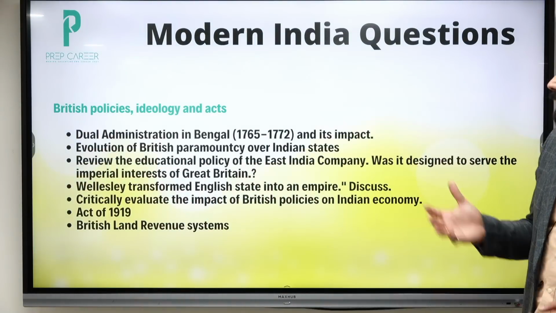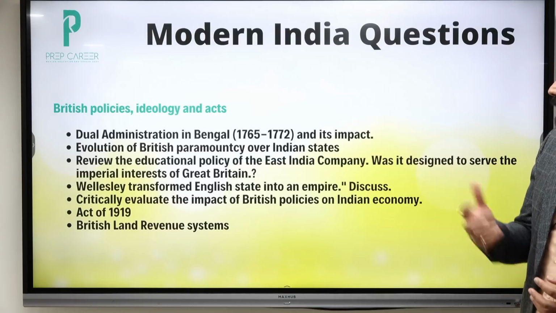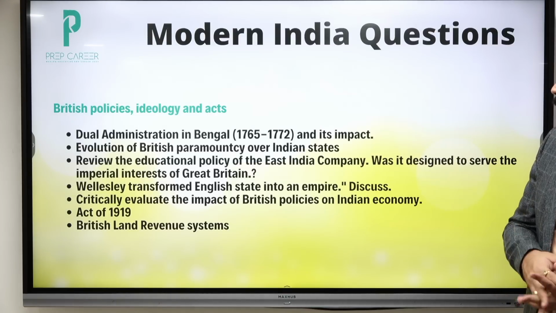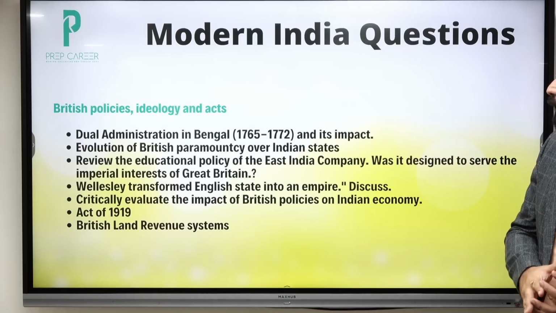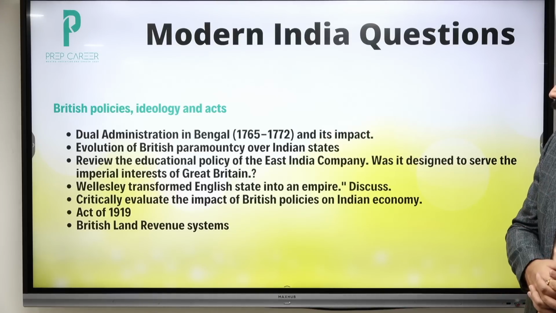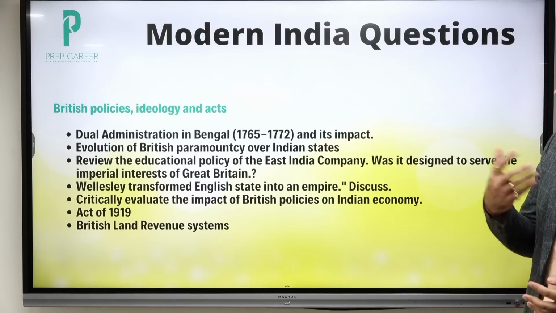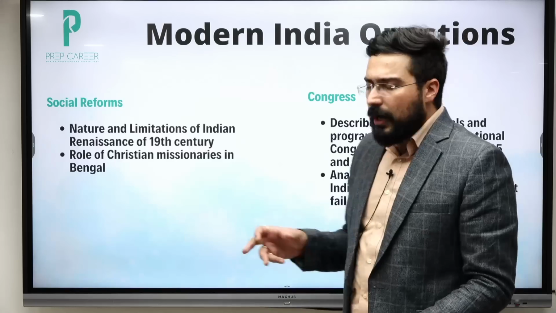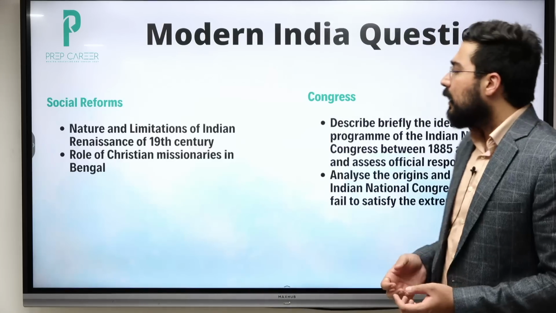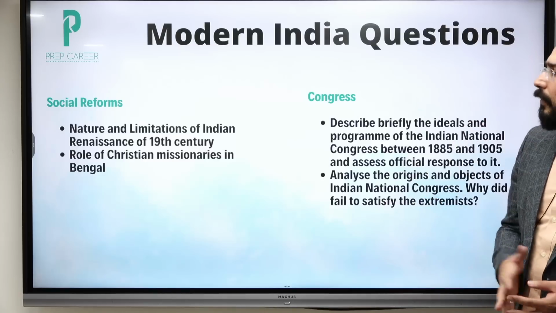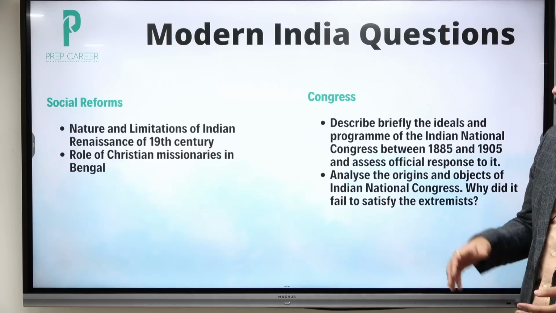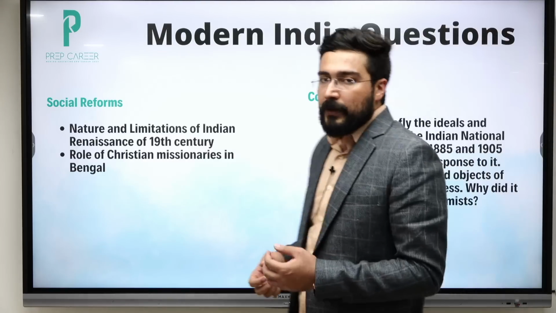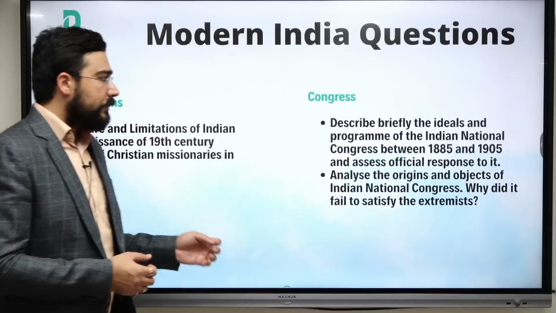Then British policies, ideology as well act, how dual administration was established, evolution of the paramountcy on Indian state. There are certain stages which you need to understand. Then education policy, okay. Then Wellesley, how he transformed English state into an empire. Then eventually British policy on impact on Indian economy, Act of 1919, land revenue system जितने भी हैं हमारे, okay, starting from permanent settlement, social reform, nature and limitations of Indian Renaissance, as well as role of Christian missionaries. Okay, positives, negatives, we need to understand.